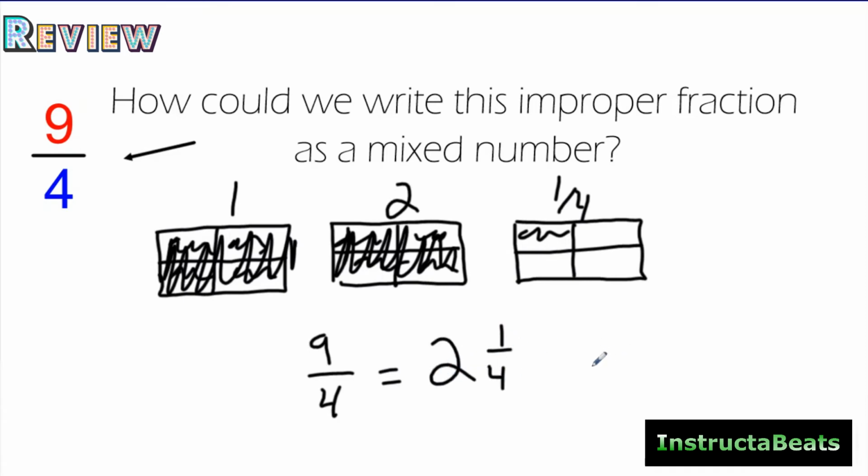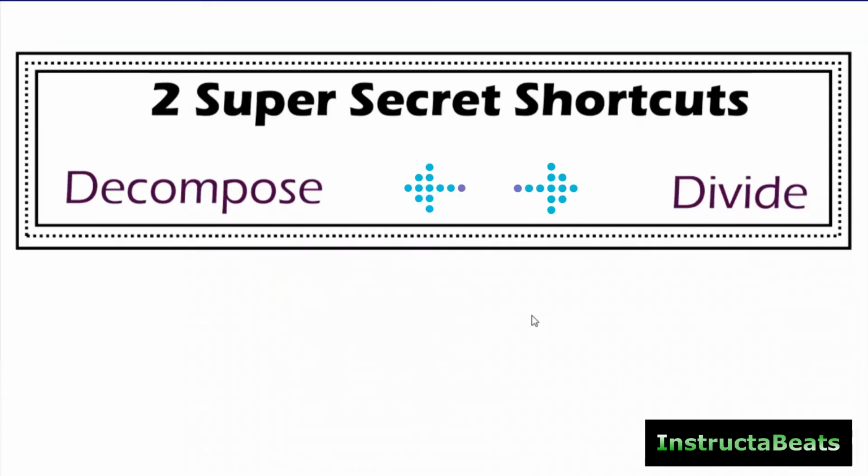Now that's really great, but what if it was like 77/4? Do I want to draw an area model or make a number line for that? No, which leads us to our 2 super secret shortcuts that we're going to talk about today. So you could either decompose that improper fraction, or you could view that fraction as a division equation and solve it. So we're going to talk about both of these today. We're going to pump the brakes on the decompose and really focus on the super secret shortcut of dividing first.